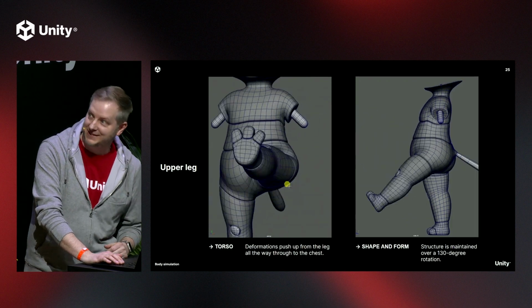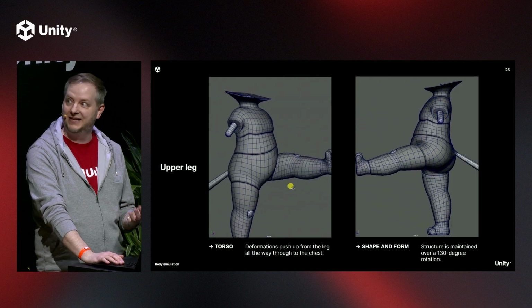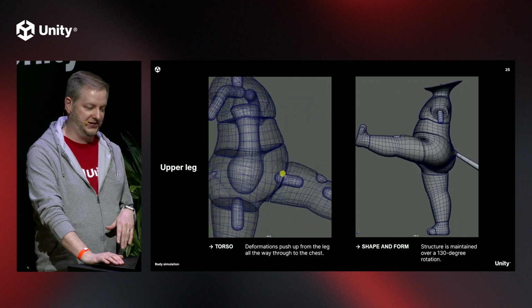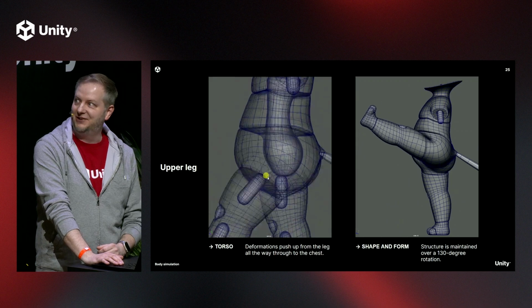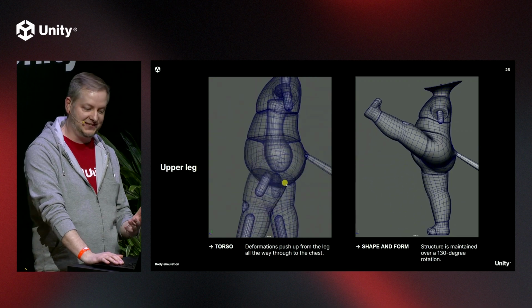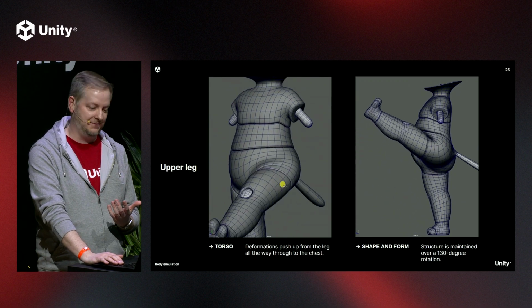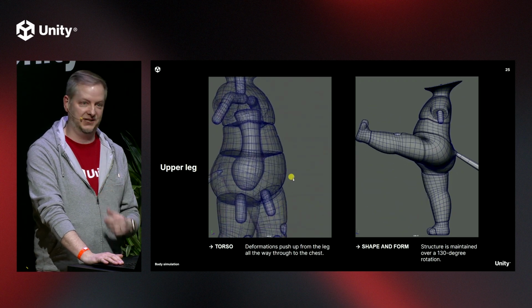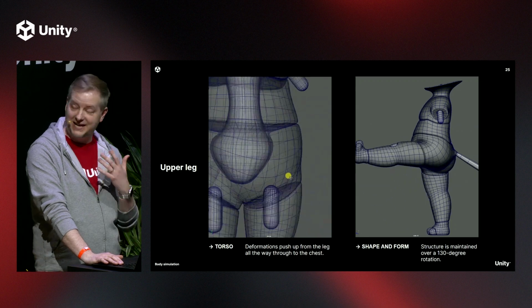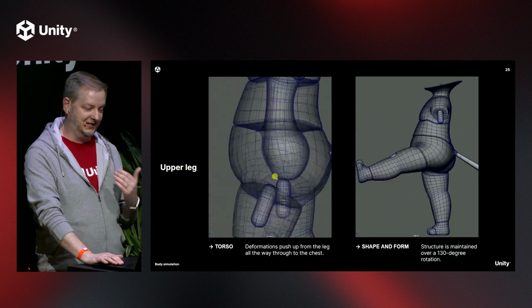So let's look at the simulation in action here. We've got the leg rotating about 130 degrees. And we're getting a lot of heavy deformation happening around the pelvis tissue. And we can see here that the deformation's holding up, but we're also getting that sense of structure maintained, and we're keeping a nice, really clean form. We're getting proper collisions. We're getting clean geometry.